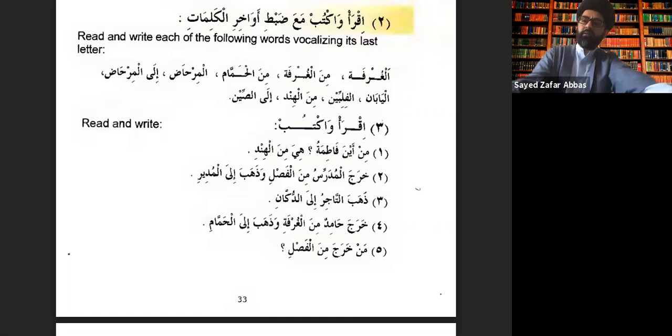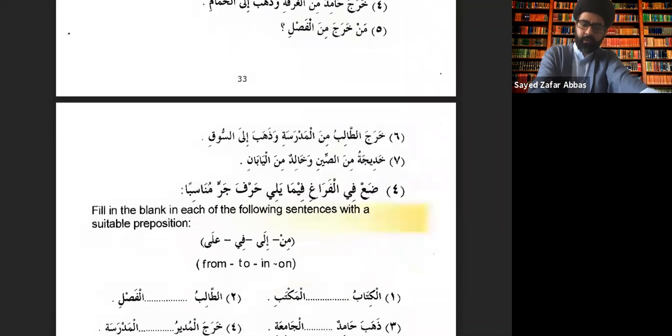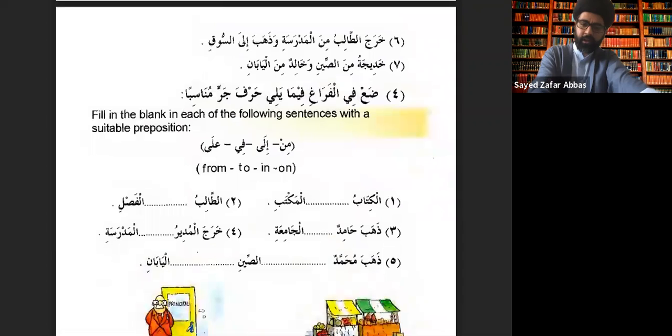من خرج من الفصل؟ Who left the room? Okay. And then خرج الطالب من المدرسة وذهب إلى السوق. The student left the school and went to the market, or went to the shop. خديجة من الصين وخالد من اليابان. Khadija is from China and Khalid is from Japan.